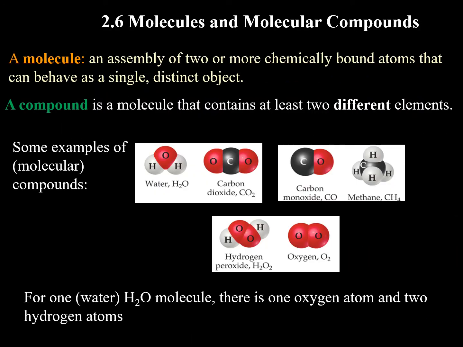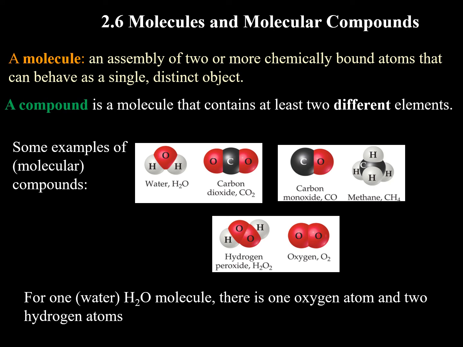So we have molecules and molecular compounds. A molecule is an assembly of 2 or more chemically bound atoms that can behave as a single distinct object. Versus a compound, the definitions are just slightly different. A compound is at least 2 different elements. So for instance, the oxygen that you breathe in and out, O2, is a molecule, but it is not a compound because O2 is 2 oxygen atoms coming together. So they are the same element.